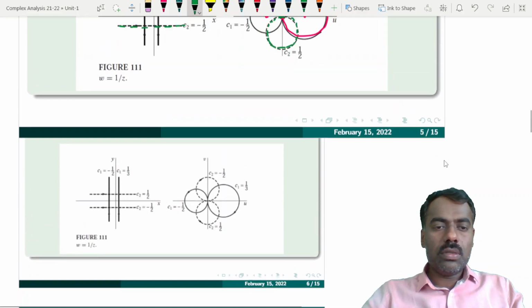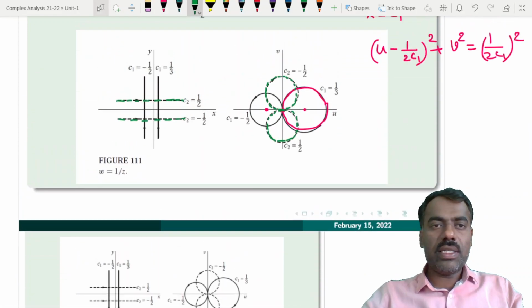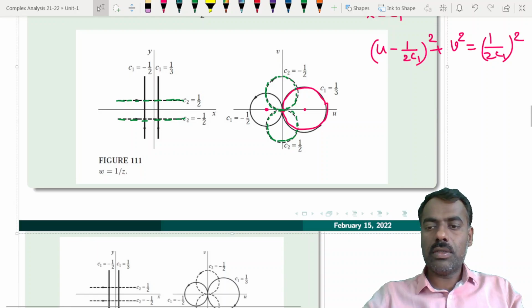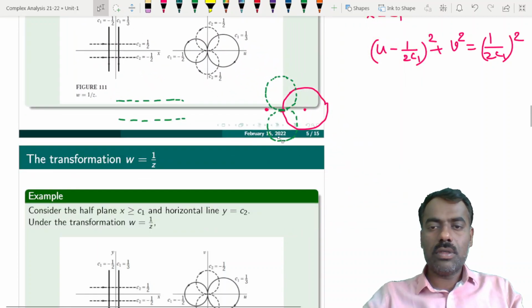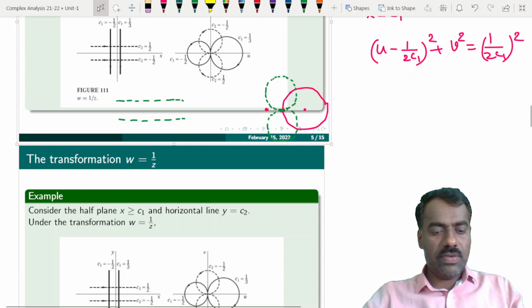Let's make this smaller, or even if we leave it, it's not able.